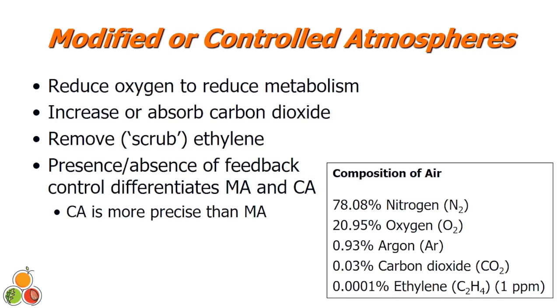So we're talking about, as I said, reducing the oxygen, increasing the carbon dioxide, and removing ethylene can be involved. The presence or absence of feedback control is really what differentiates modified atmosphere from controlled atmosphere. So CA is more precise than MA.